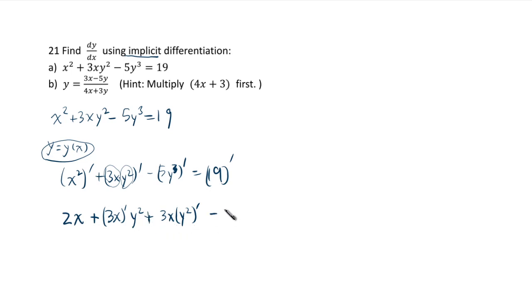And then negative 5 can be pulled outside and you have to differentiate y cubed prime. 19 prime is just 0. That's easy. Okay, let's continue. 3x prime is just 3. And this is where you have to be careful. y squared prime is not 2y. See, y is a function of x nested inside a square function.